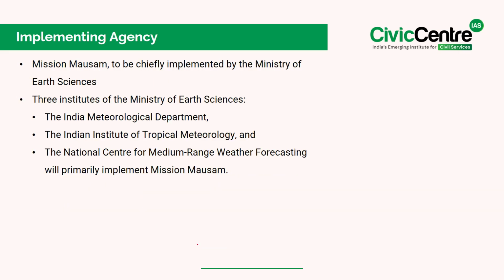Talking about its implementation, see, Mission Mausam is to be chiefly implemented by the Ministry of Earth Sciences. Furthermore, 3 institutes of the Ministry of Earth Sciences, which are the Indian Meteorological Department, the Indian Institute of Tropical Meteorology, and the National Center for Medium Range Weather Forecasting, will primarily implement the Mission Mausam.